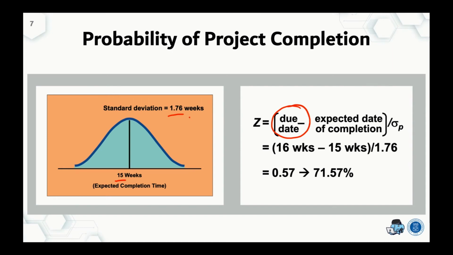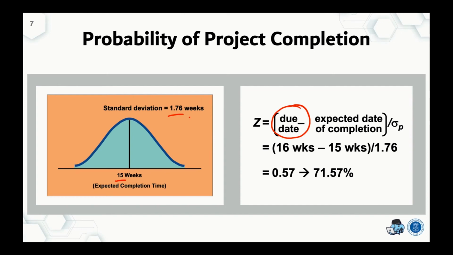What if the due date, or the completion time, is 16 weeks? What is the probability we complete in week 16? So here, week 16 becomes the due date. So 16 minus 15 divided by 1.76.